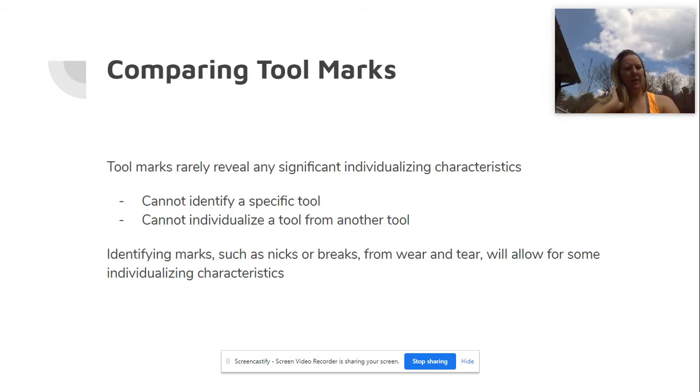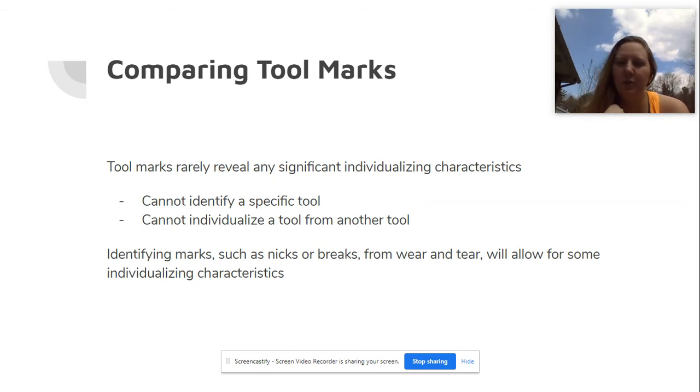When you're comparing tool marks, you're looking at tools that have very uncharacteristic or unidentifiable characteristics. That's the word I'm looking for. So tool marks vary. They very rarely will reveal any individualizing characteristics. You're not going to be able to pick up a tool from a crime scene or find a tool mark at a crime scene and be like, Joe Schmo's 16-ounce hammer created this tool mark.